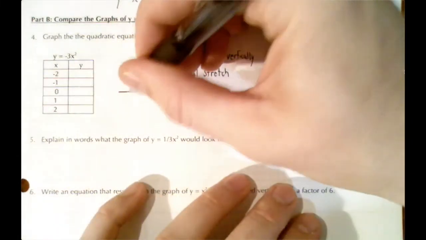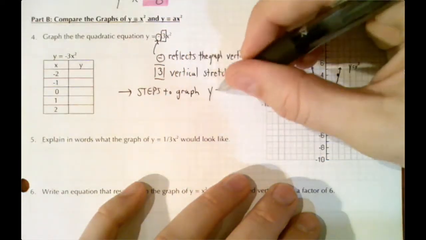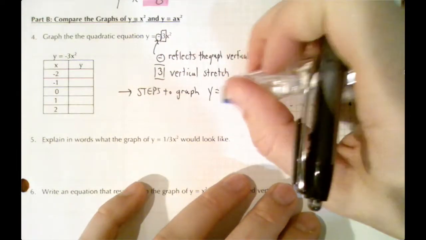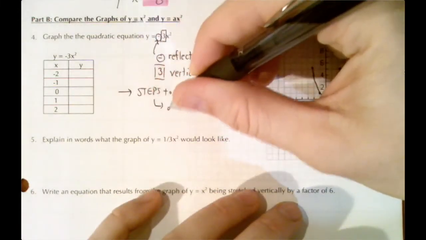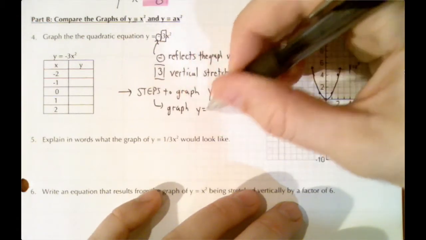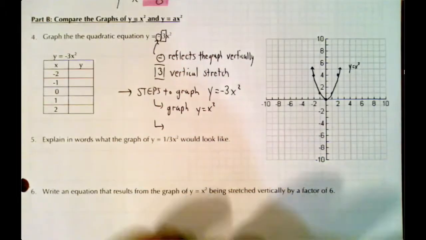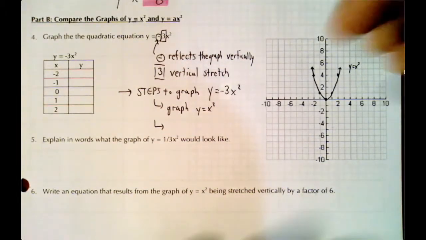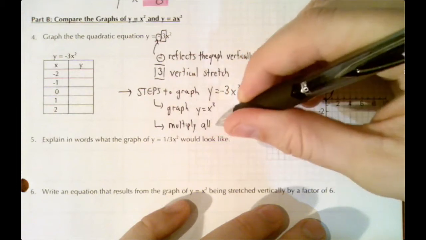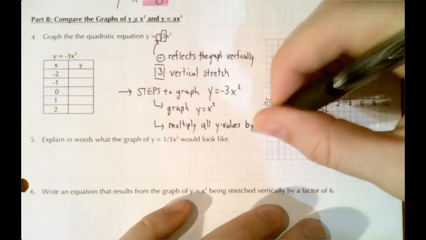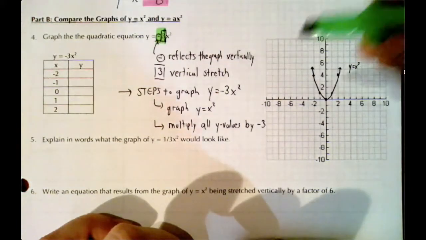So how do we graph this equation? Steps to graph y equals negative 3x squared. Same first step: graph y equals x squared, which we did. And then, if we're stretching and reflecting, stretching is multiplying. So we're going to multiply all y values by negative 3. How come negative 3? Well, because that's the number in front of x squared.